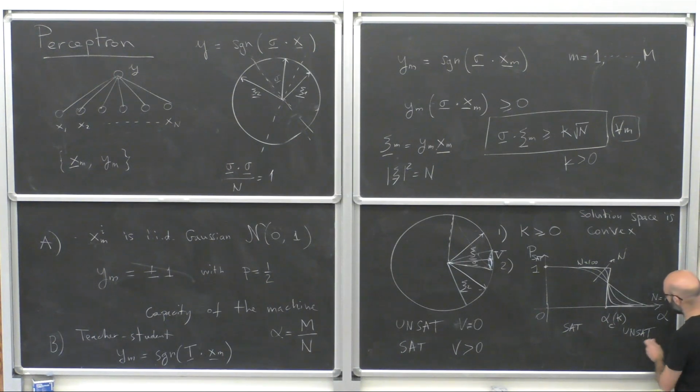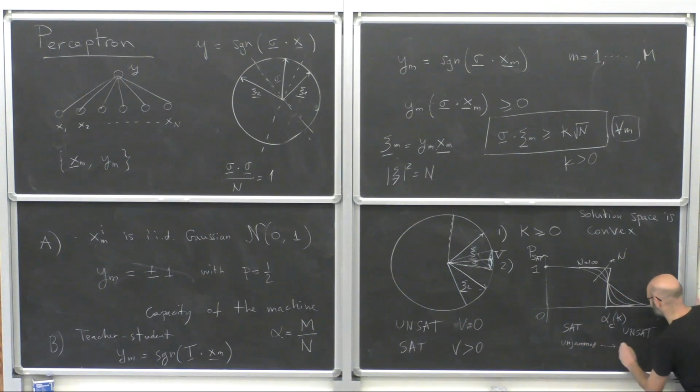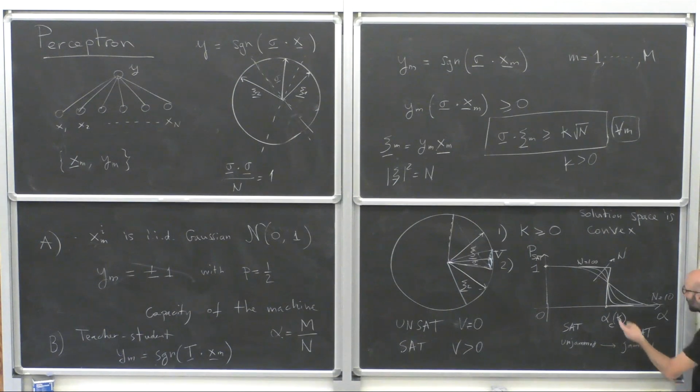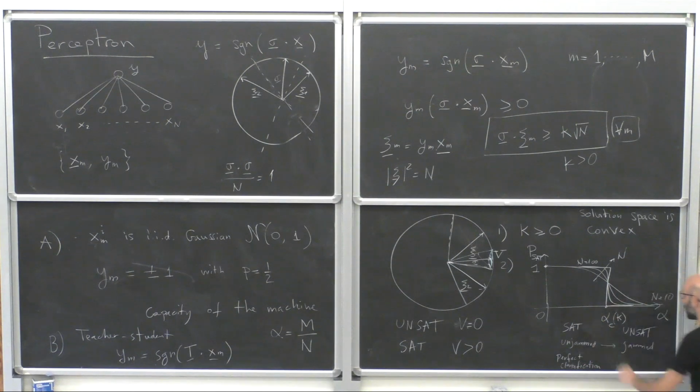In the context of the computer science literature on satisfiability, this is called the SAT-unsat transition. In the context of particle systems, it's called the jamming transition that goes from unjammed to jammed. And in the context of machine learning, it's called the capacity transition. So here you have perfect classification. Below alpha_c, your machine is able to perfectly classify all the data, while when you cross this, you have mistakes.